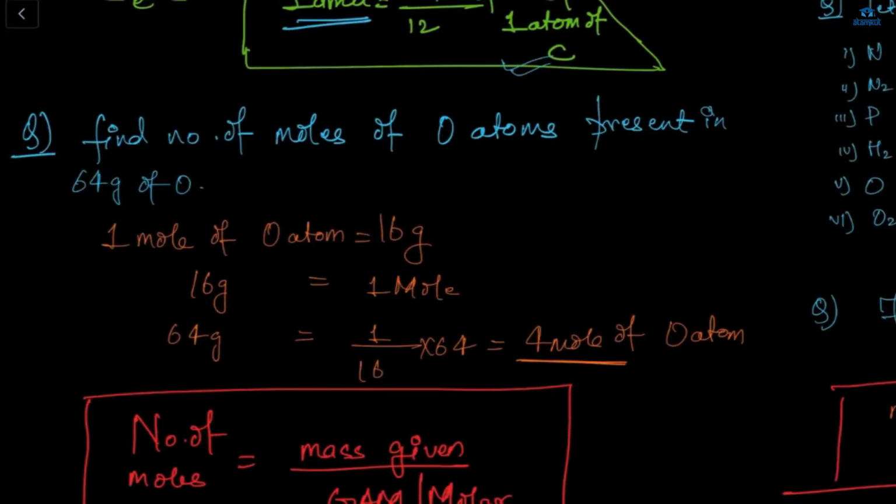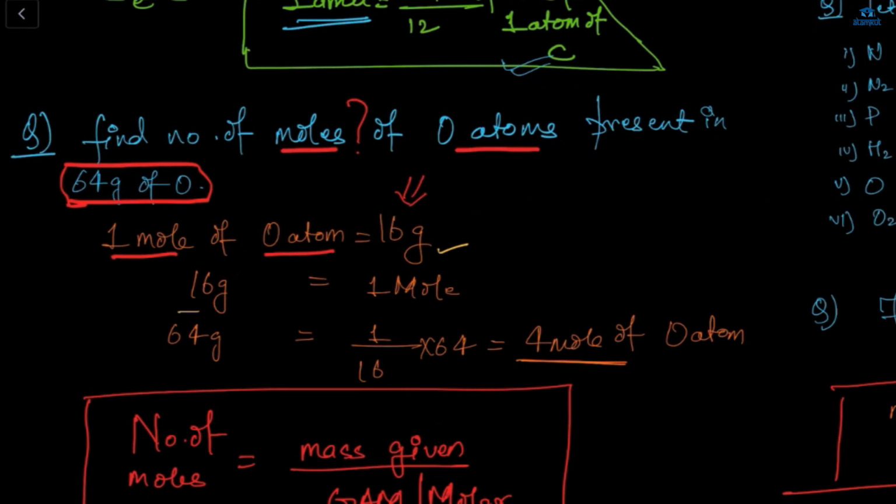First is, find the moles of oxygen atoms present in 64 gram of oxygen. So what do we have to find? We have to find the moles of oxygen atoms. So, what is 1 mole of oxygen atoms? 1 mole of oxygen atoms is 16 grams. We all know that 1 mole of oxygen is 16 gram. So, in 16 gram, we got 1 mole. So, how many moles do we get in 64 gram? In 64 gram, we get 1 by 16 into 64, which is 4 moles of oxygen atoms. This is the easiest question.